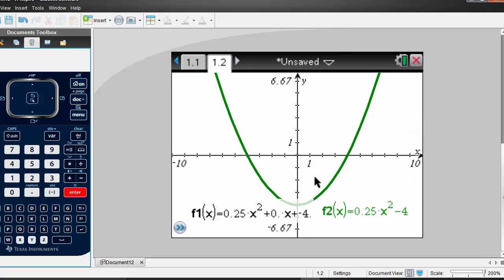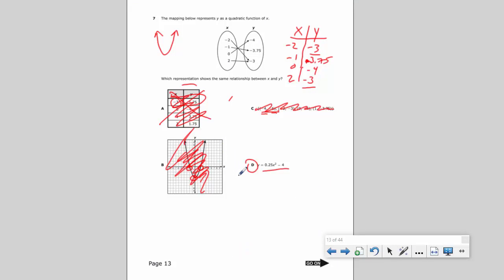This is actually matching the same graph I already had. So this is actually the correct answer. It matches the exact same graph. So we'll select the answer D. Long-winded explanation, but this is how we're eliminating all of our answers.